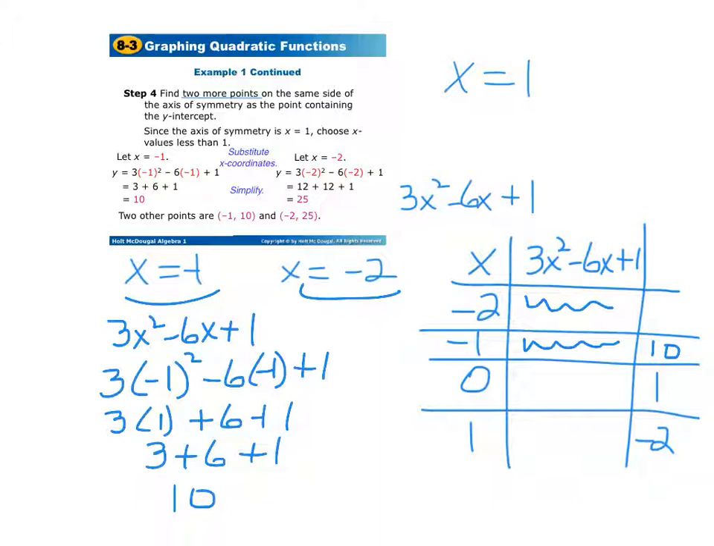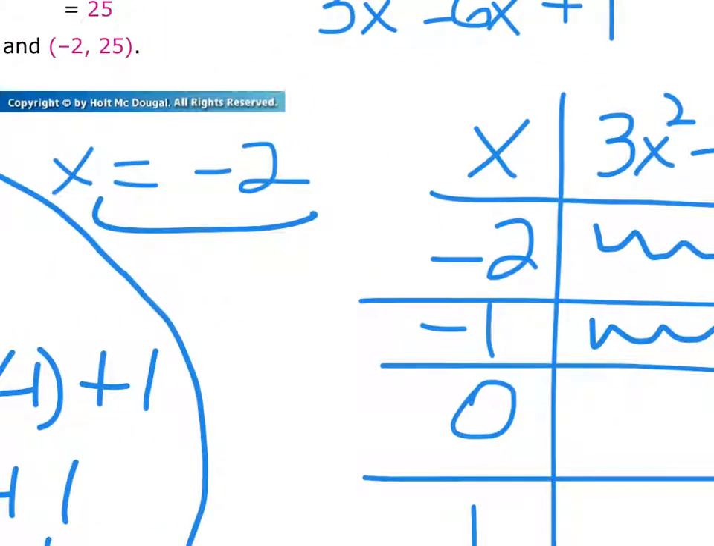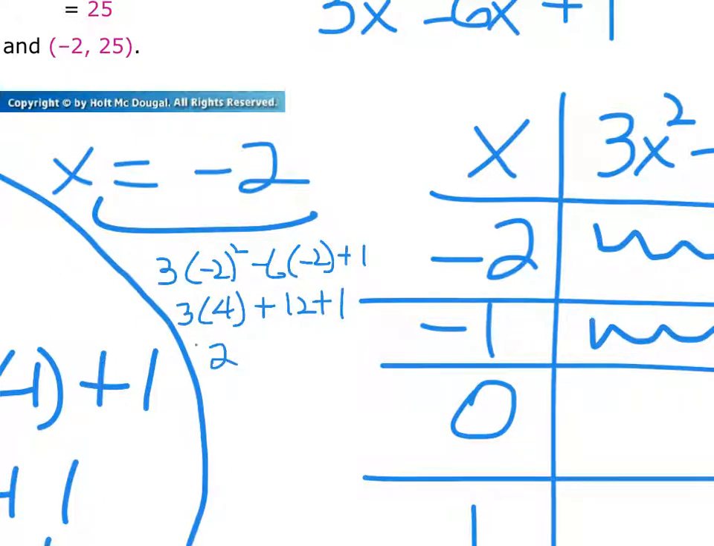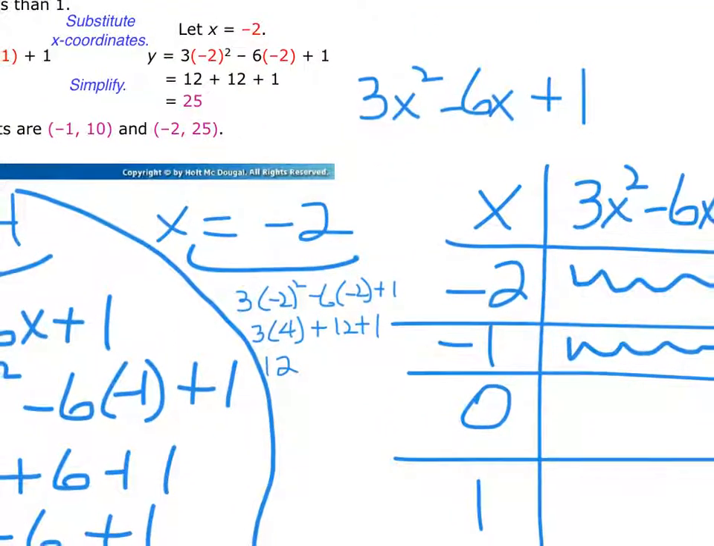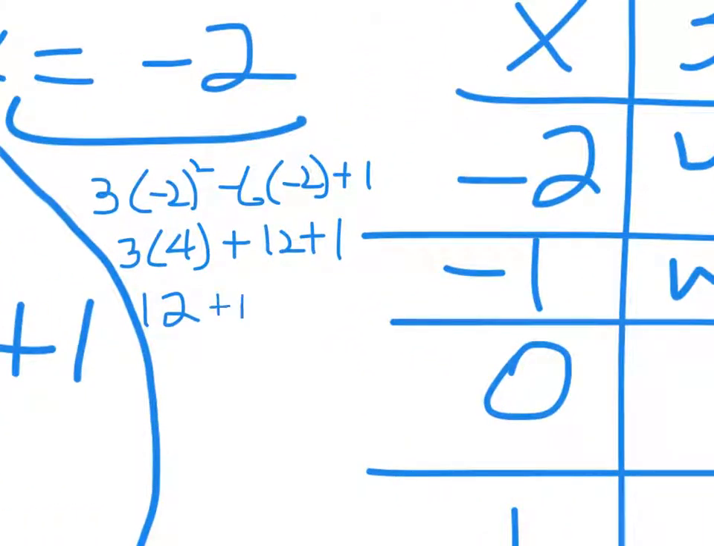Then I'm going to do the same thing, but this time I'm going to do the -2 and plug it in. I didn't leave myself very much room here, so I'm going to squeeze it in. -2 squared minus 6 times -2 plus 1. Exponent first, and then multiply, and then get 12. Did I do something wrong? No, it's good. So then plus 12 plus 1, and it's 25.